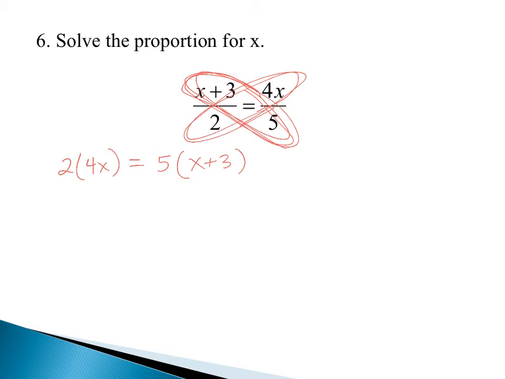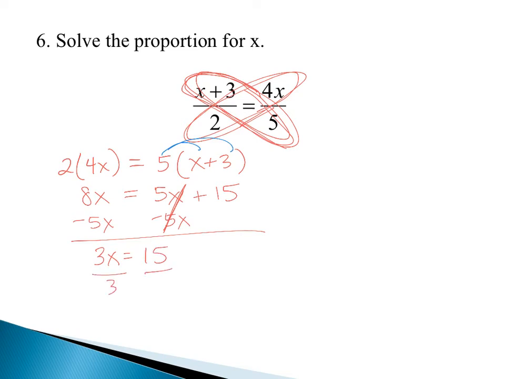Well, 2 times 4x, that's 8x. On the right side, what we're going to have to do is distribute. You're going to distribute the 5 through the parenthesis. And so 5 times x is 5x, and 5 times 3 is 15. Now just keep using your algebra to solve. So subtract your 5x, get it over by the others. These will cancel out. So 8x minus 5x is 3x equals 15.